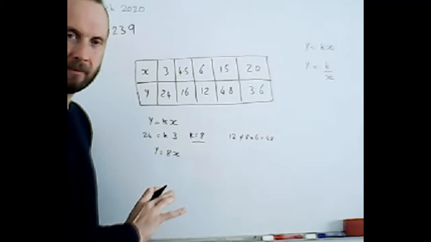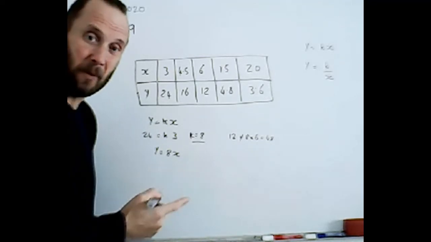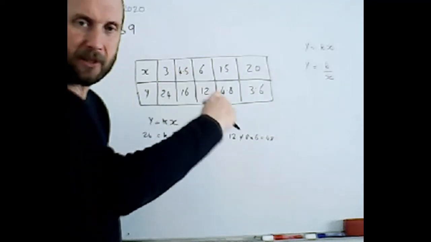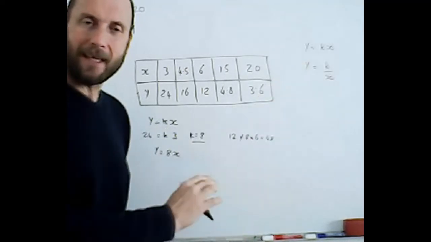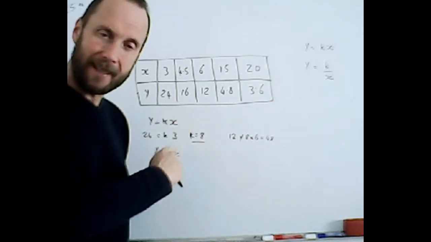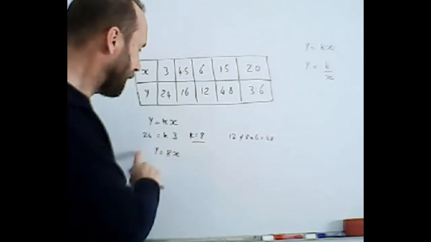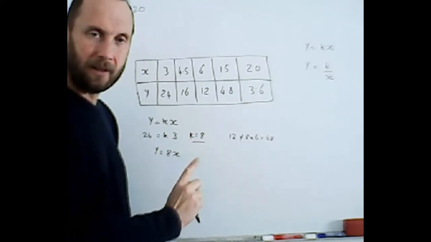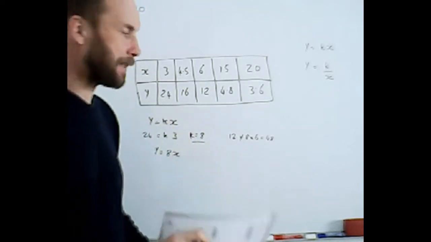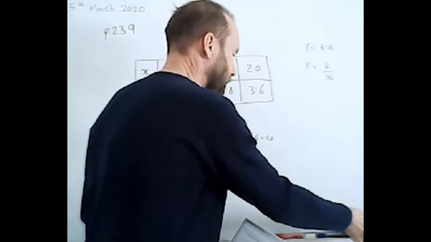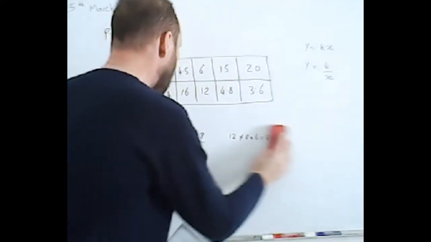So that's one way, that's the second way. Remember I showed you the first way before was just by multiplying it out. The second way to see if it's direct proportion is seeing if the equation works. Here, the equation doesn't work, so this is not direct proportion. So, let's do the other one.